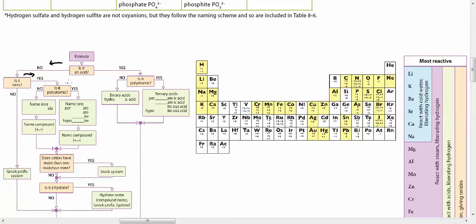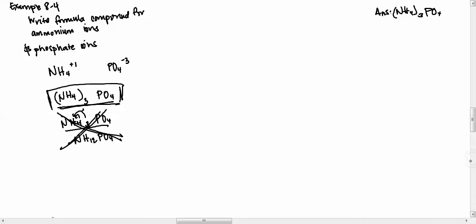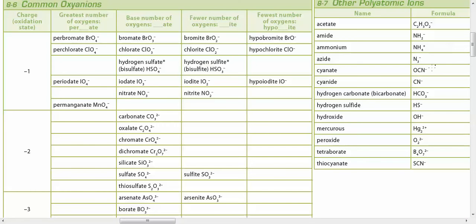Is this a polyatomic ion? Let me see. Yes, it is a polyatomic ion. So all we have to do is name the compound. Wait, one second. Let me go back to that one page. Bromate. Bromate is BrO3. That's what we had, right? And that has a -1.